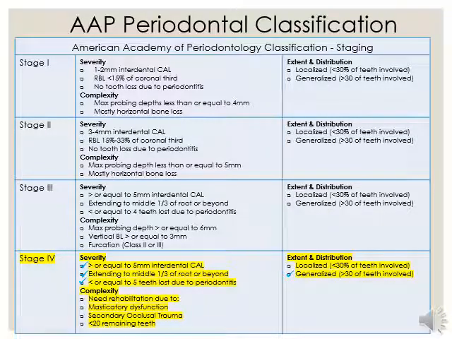This patient is classified as generalized stage 4 periodontitis because she has greater than 5 millimeter pockets. The bone loss is extending to the middle 1/3 of the root, and she had 5 or more teeth lost due to periodontitis. And it's generalized because this condition involves more than 30% of her mouth.